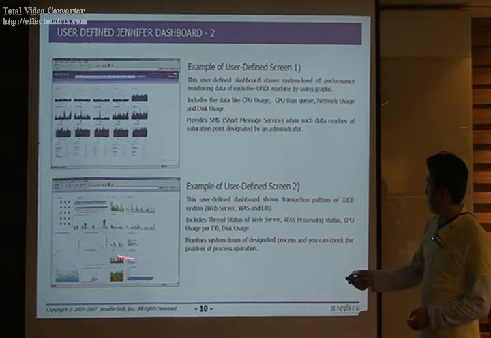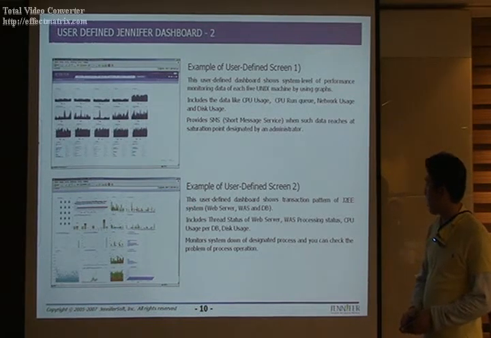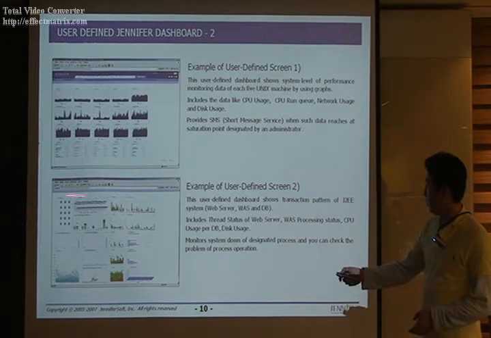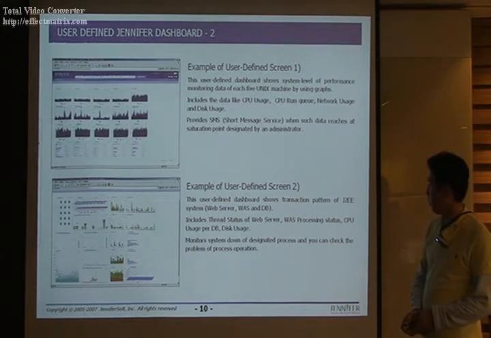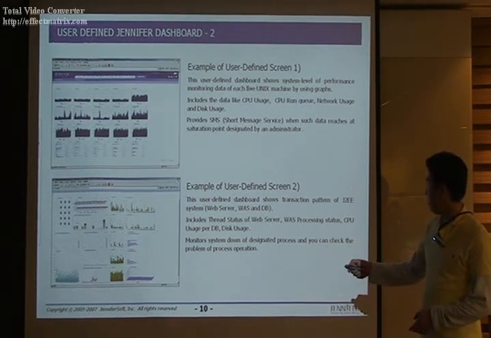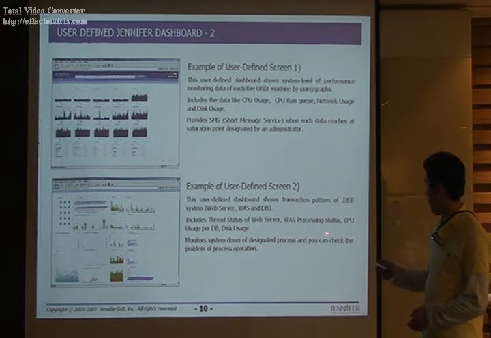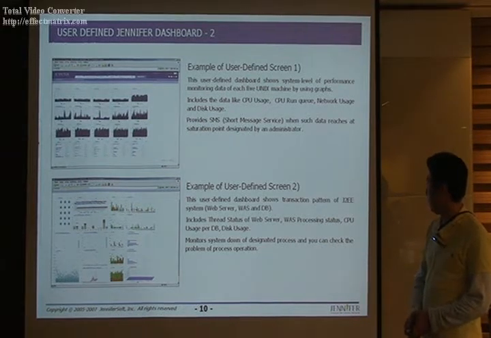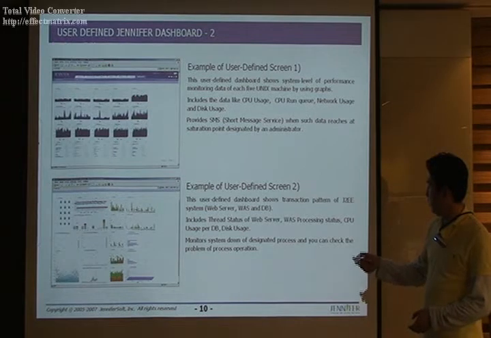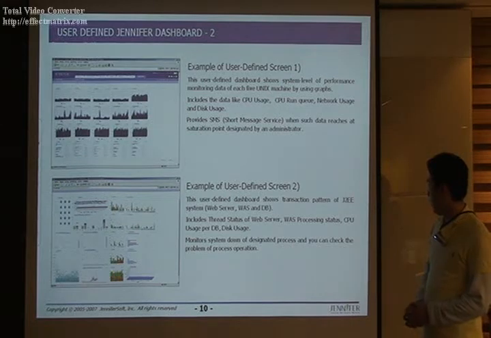In a second example over here, you can see a user-defined dashboard that shows the transactional pattern of the J2EE system. On the left side, you can see an alert panel for master alert and control, and it shows important information such as the status of the web server, web application server processing status, CPU usage per DB, and disk usage. This monitoring system is designed so that you can check for problems in the process operations.